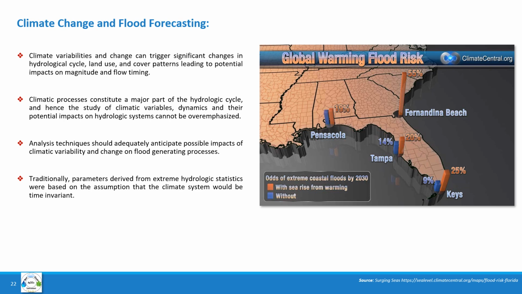That means a flood forecasting tool based on historical data may not be effective with time and needs to be adjusted with time. Traditionally, parameters derived from extreme hydrologic statistics were based on the assumption that the climate system would be time invariant. Such assumptions may not hold because of expected potential climate change due to global warming.